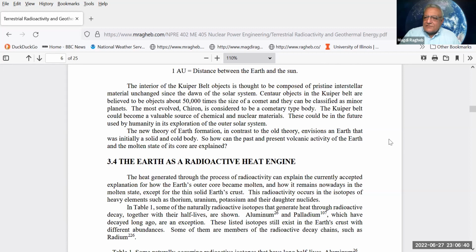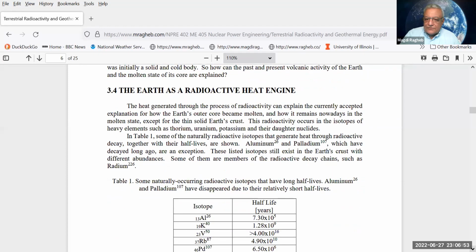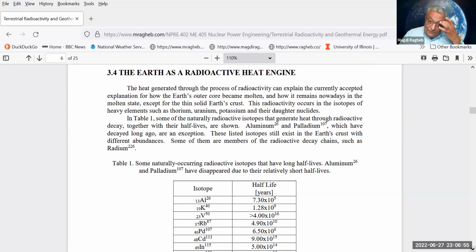We measure the distances in our universe with the distance between us and the sun, and that is called 1 astronomical unit. The important aspect of the work today is that the Earth is in fact a radioactive heat engine.